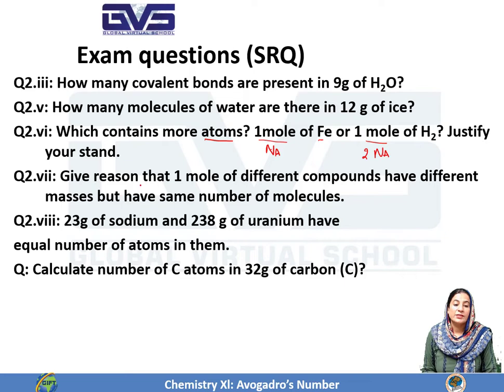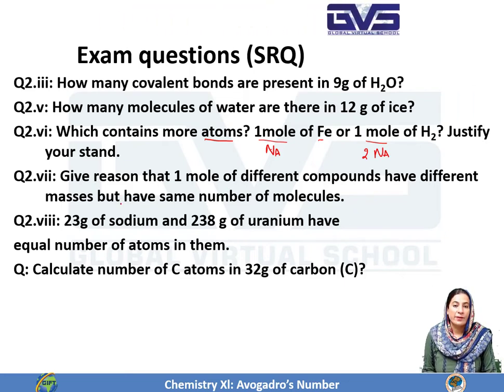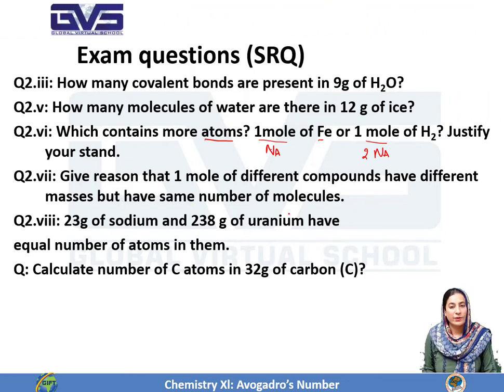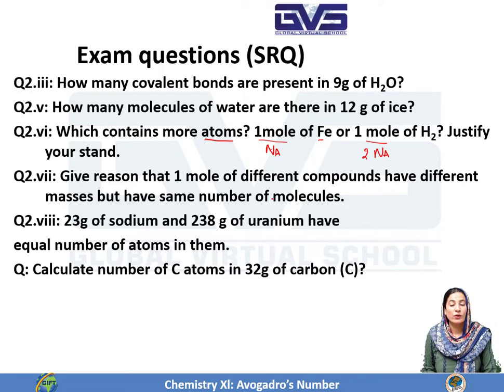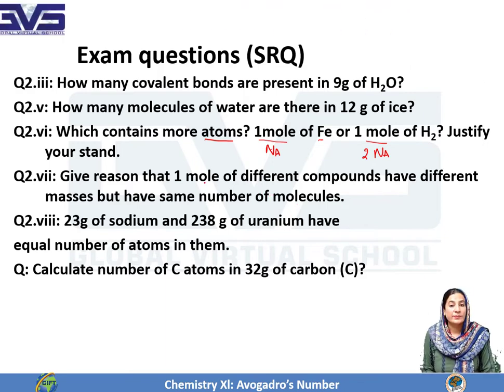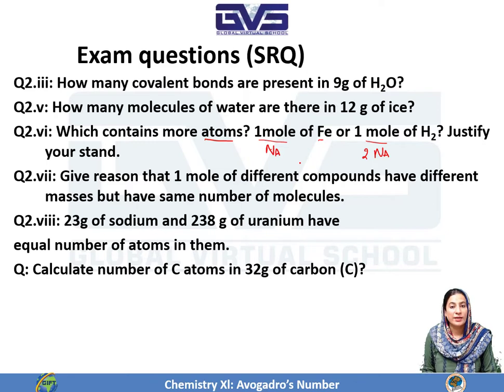Give reason that 1 mole of different compounds have different masses but have the same number of molecules, because the size of atoms, the mass of atoms is different, but that is a very small size.